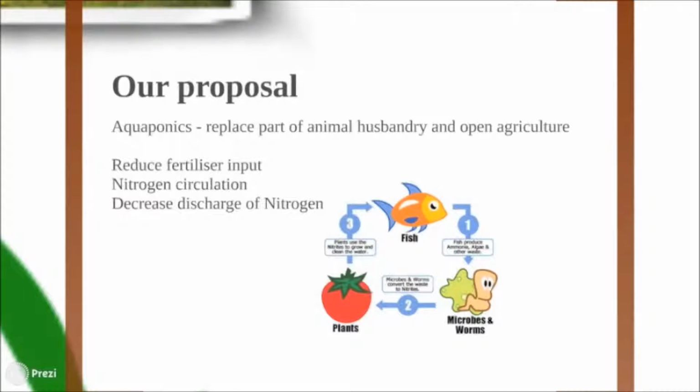Secondly, aquaponics. The microorganisms and worms that grow on surplus nutrients are fed to the fish in an aquaponics installation. The waste that the fish produce is used for the crops in the system.